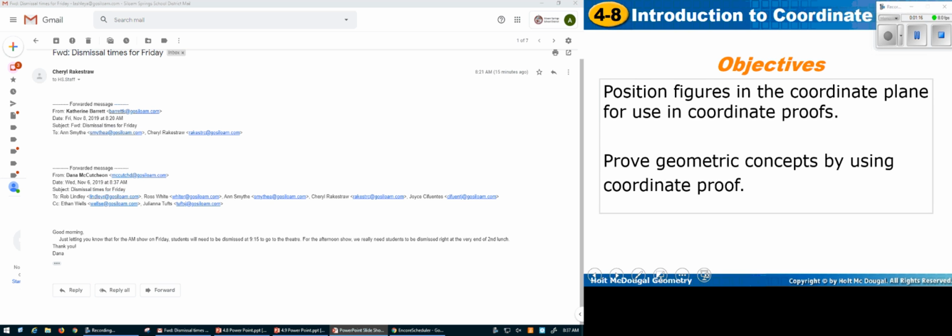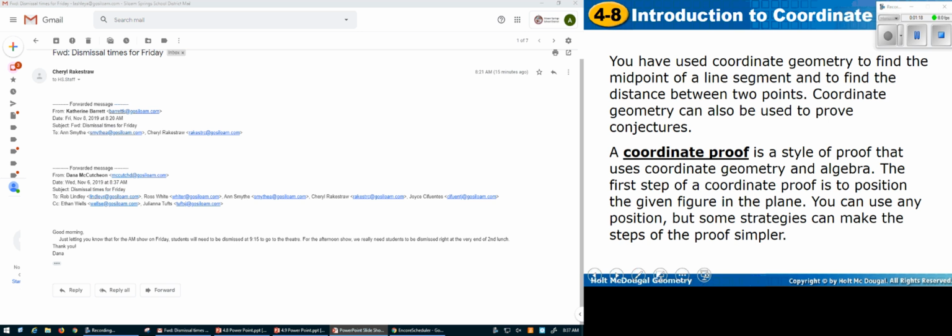Okay, 4.8. So, like I said, a coordinate proof is a style of proof that just uses coordinate geometry and algebra. But the very first step in a coordinate proof is to position your shape in the coordinate plane.